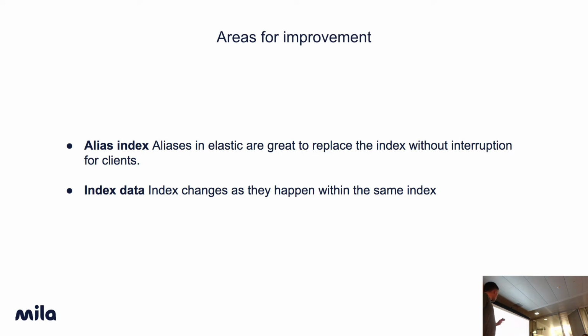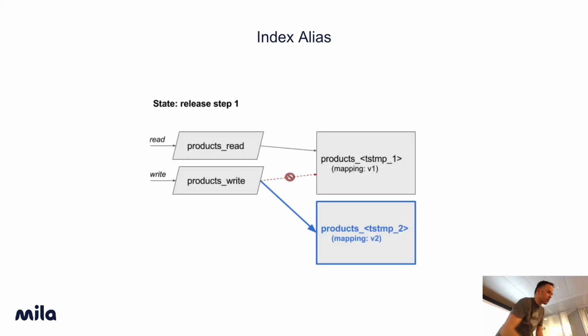So as I said, we still have some areas for improvement, and this is really work in progress now. Currently there is a periodic job that goes over the data and loads it into indexes. One of the improvements that we will do is to have a read and a write alias, so you can switch from one index to another without interruption. I have a read and write alias, and they point to an index, for example products with a timestamp. Normally the read and write aliases point to the same index.